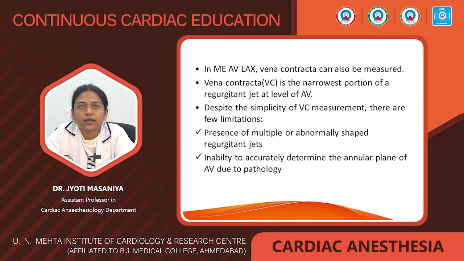In mid-esophageal AV long axis view, we can also measure the vena contracta. Now, what is the vena contracta? Vena contracta is the narrowest portion of the regurgitant jet at the level of the aortic valve. Despite the simplicity of the vena contracta measurement, there are a few limitations. If there is a multiple or abnormally shaped regurgitant jet, then it affects the vena contracta reliability for determination of AR severity, or there may be inability to accurately determine the annular plane of the aortic valve due to the pathology.